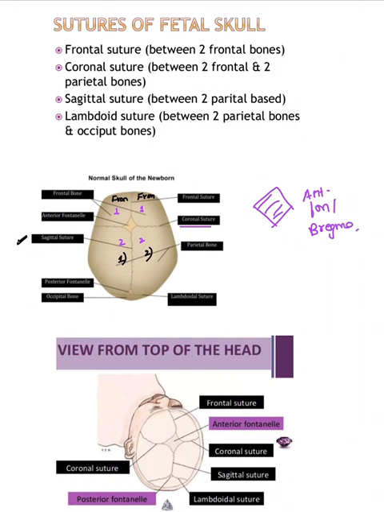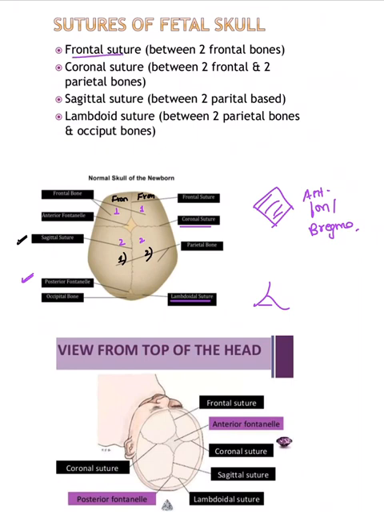This posterior fontanelle is also known as the lambda. If you look at the shape, it looks like a lambda, a triangular area. It is formed by the fusion of the lambdoid suture and the sagittal suture. So these were the bones and sutures contributing in the formation of the fetal skull.